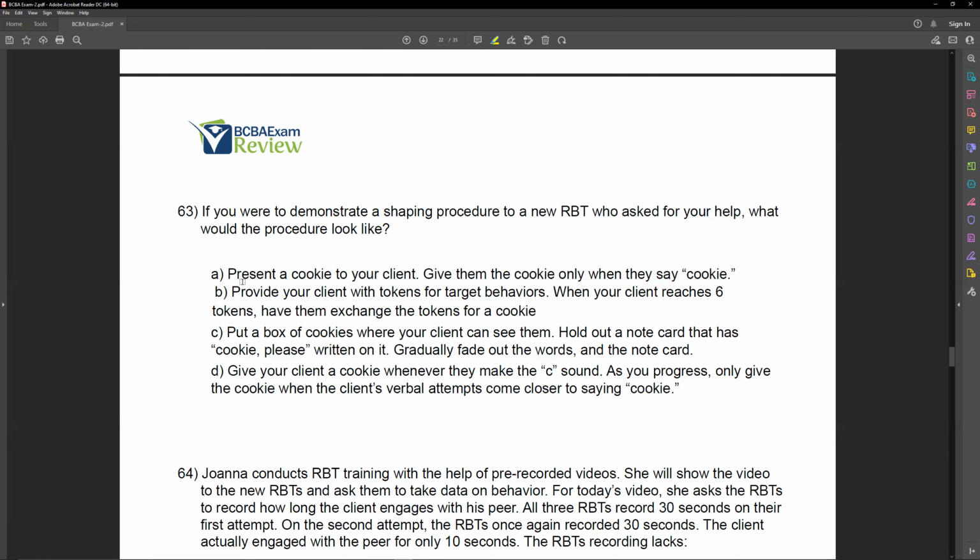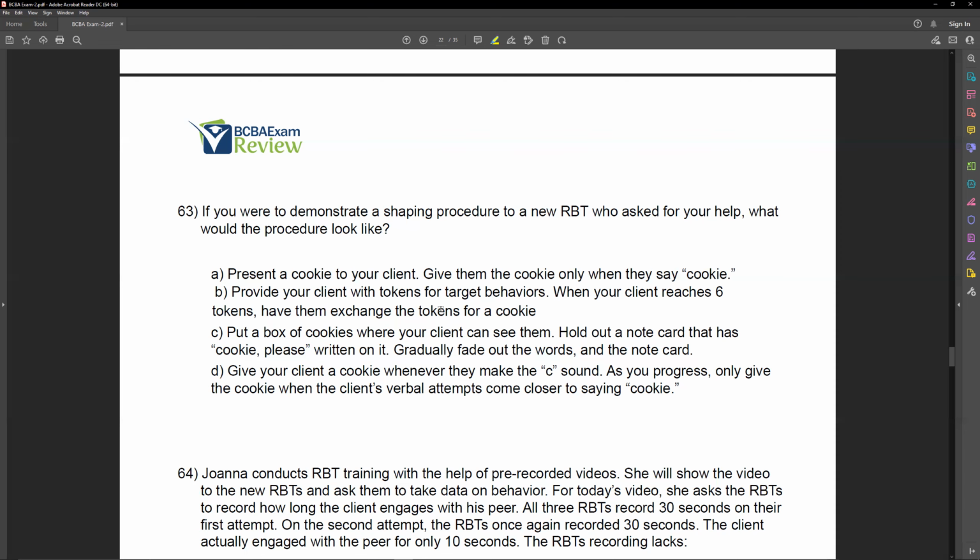A, present a cookie to your client. Give them the cookie only when they say cookie. Is this shaping? Are we shaping any behavior? No, they already have the cookie saying behavior, okay? We're just trying to prompt it. This could be some sort of functional communication. We're not really sure, right? However, we know it's not shaping.